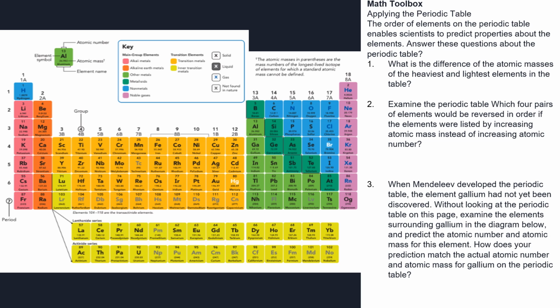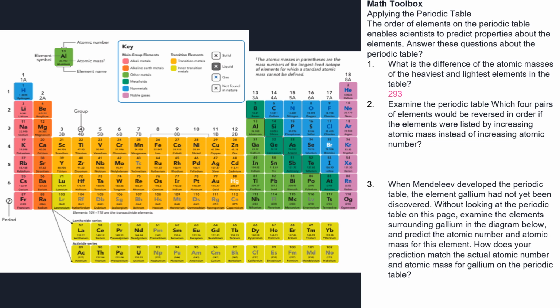All right, so now we're going to look at this modern periodic table and do our math toolbox applying the periodic table. So the order of elements on the periodic table enables scientists to predict properties about the elements. Answer these questions about the periodic table. What is the difference of the atomic masses of the heaviest and lightest elements in the table? And we can find the heaviest and the lightest. We subtract the lightest from the heaviest, and that gives us 293 atomic mass units.